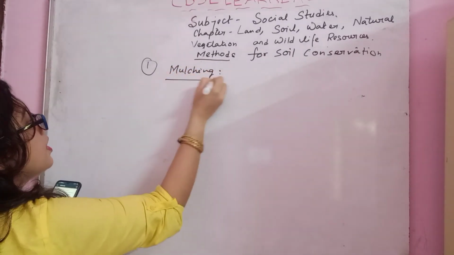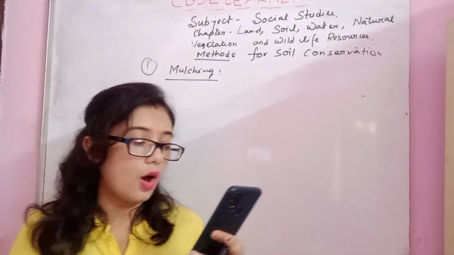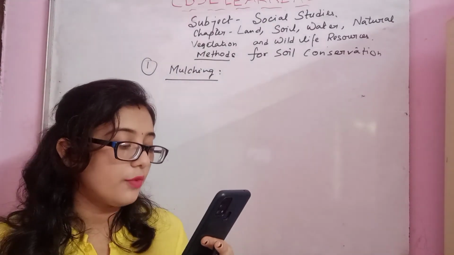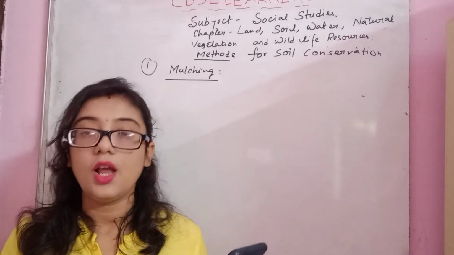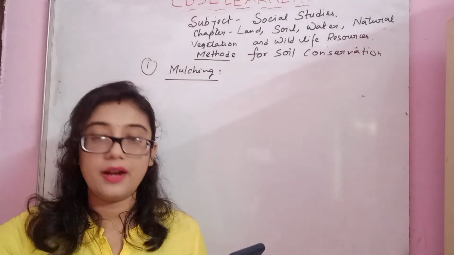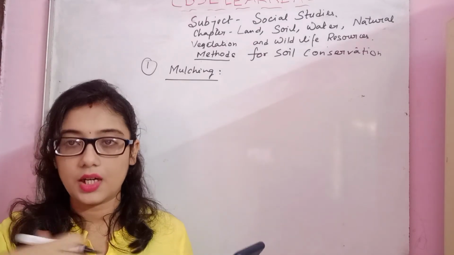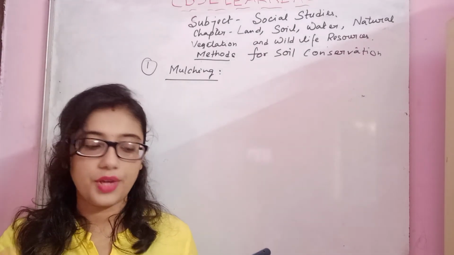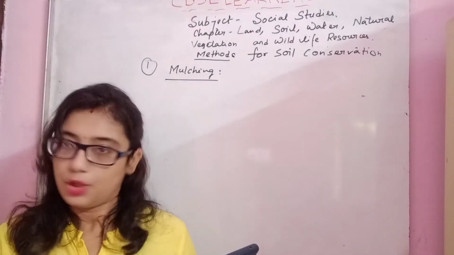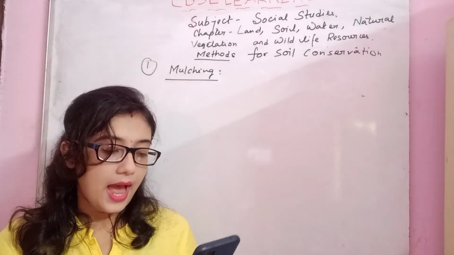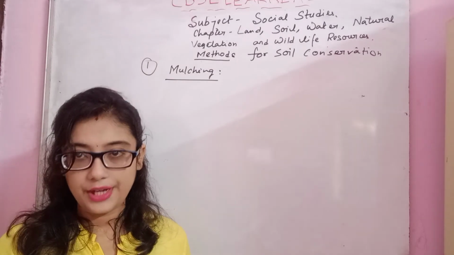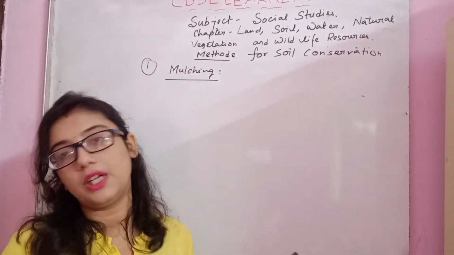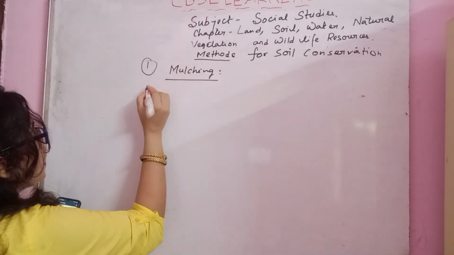Now what is mulching? The bare ground between plants is covered with a layer of organic matter like straw. It helps to retain soil moisture. Whenever you are cultivating crops, you will find bare ground, and you have to cover that with straw so that it can retain the moisture of the soil. So the first thing is mulching.